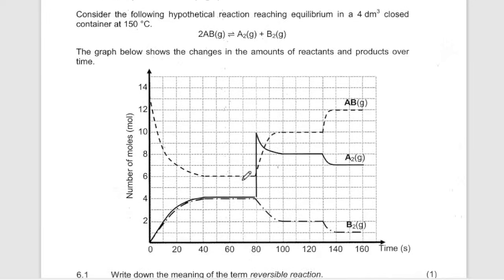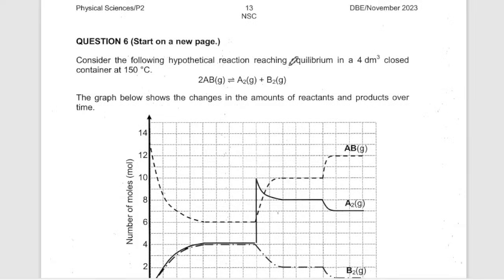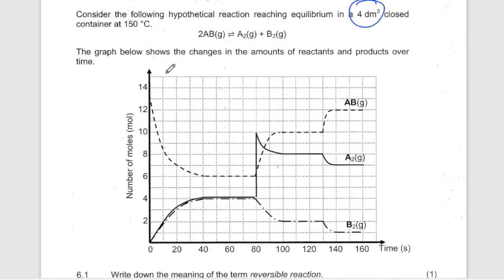Let's go to chemical equilibrium. I think chemical equilibrium was very simple and easy to interpret. And those people who watched my prediction, I think I gave you a question which is almost exactly the same as this. Okay, let's look at it. Consider the hypothetical reaction. This is the volume, it's very important. Closed system container. Okay, sharp. And they're saying the graph below shows the change in the amount of reactant and product over time.